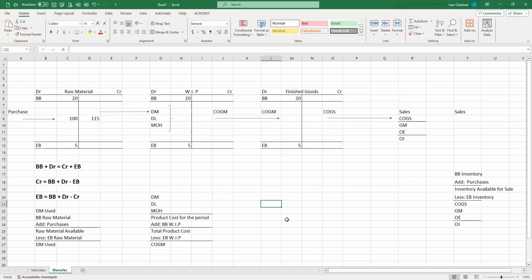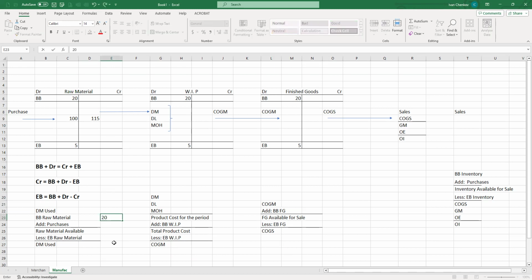Once we have our cost of goods manufactured, we need to add the beginning balance of the finished goods account, and that's going to give us finished goods available for sale. Once we deduct the ending balance of the finished goods account, we're going to get our cost of goods sold. That's how we're going to calculate cost of goods sold. Basically, we have to go through three calculations. One, two, three.